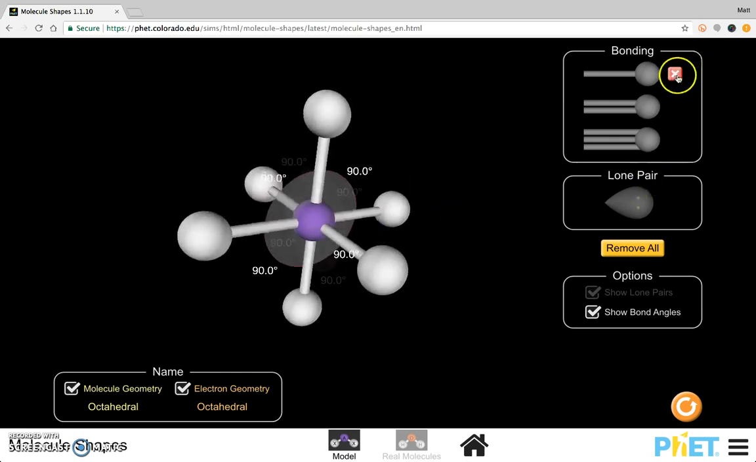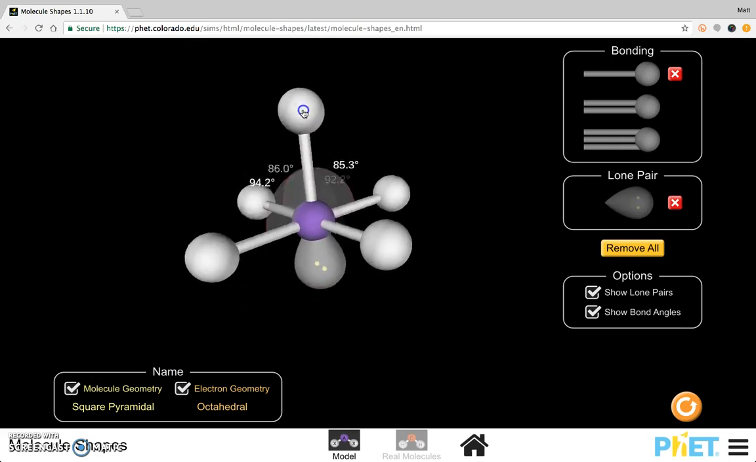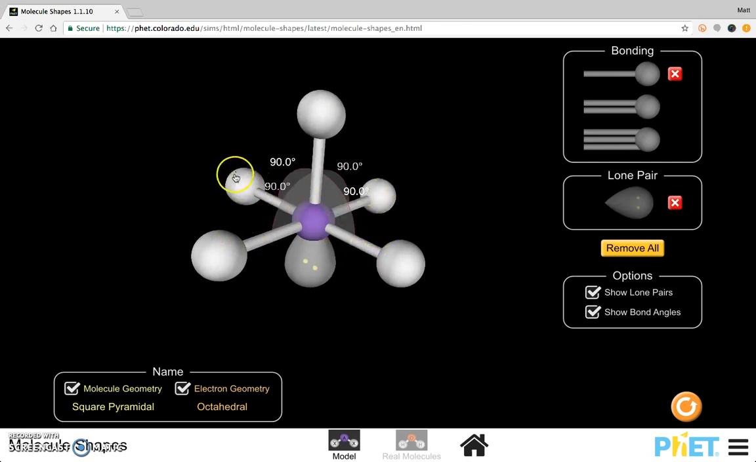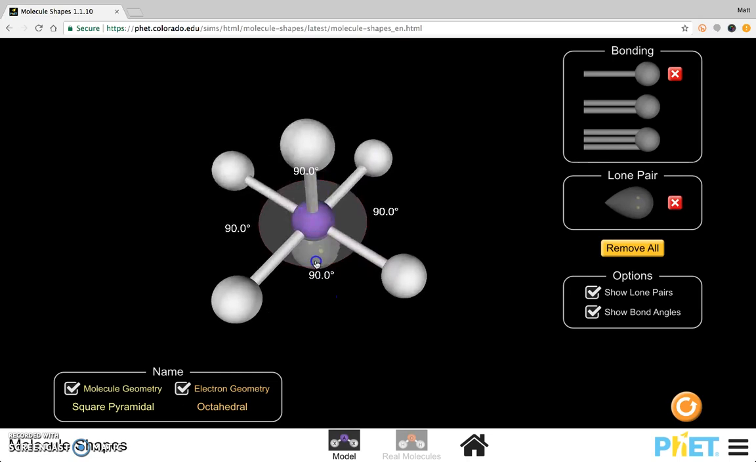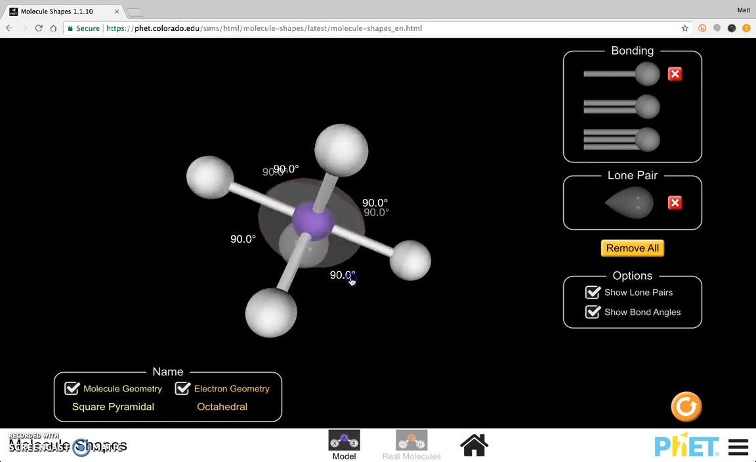If I take away one of the bonding groups and replace it with a lone pair, our electron geometry remains octahedral, but our molecule geometry is now square pyramidal. And we can see from the molecule itself, it kind of makes a square pyramid. Looking down from the top, we can see the square. And if we connect each of those outer atoms to the top one, it would make a square pyramid. Bond angles here are all 90 degrees.